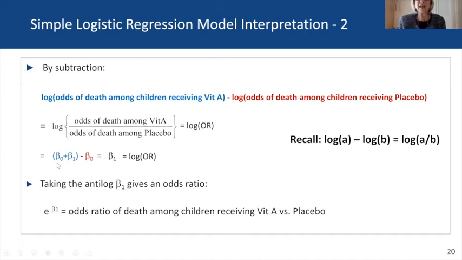So on the previous slide, we saw that the log odds of death among children receiving vitamin A is beta naught plus beta 1. The log odds of death among children receiving placebo was beta naught, so we'll subtract that. We see that the beta naughts cancel out, we're left with beta 1. And so our interpretation of this regression coefficient, beta 1, the vitamin A coefficient, is a log odds ratio of death among those receiving vitamin A compared to that among those receiving placebo.